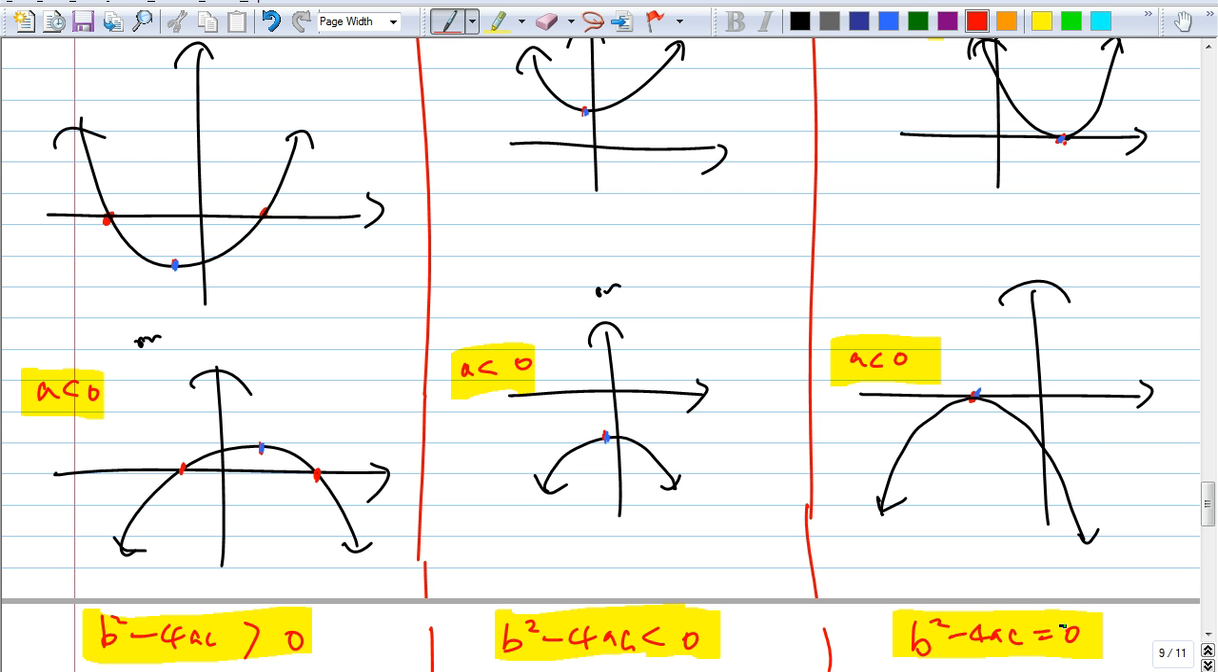You see what I mean? So you kind of have to look at this picture, or remember this picture. It should make sense, right? If you figure out that the discriminant is positive, and if A is what? Depending on whether A is positive or negative, you will see whether or not the vertex will be above the x-axis or below.